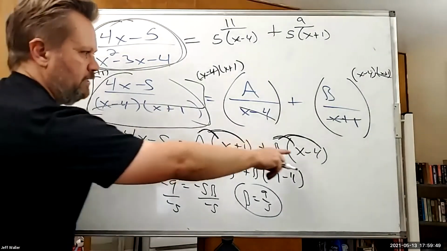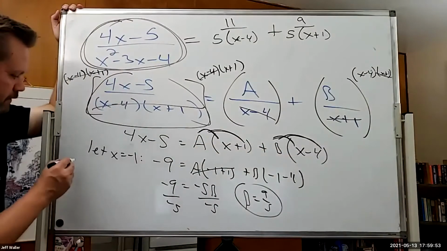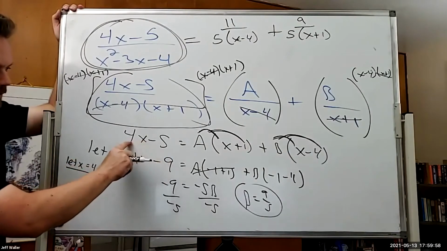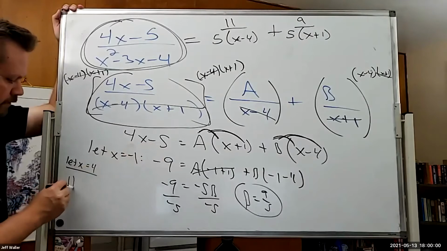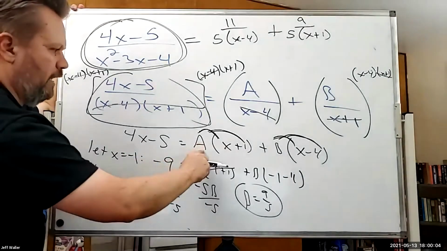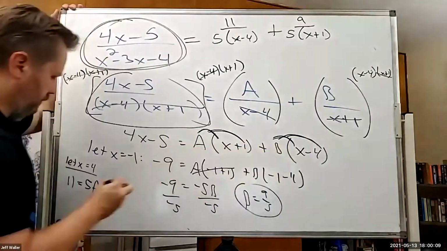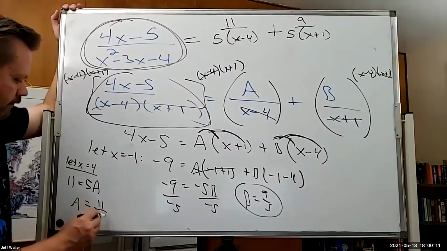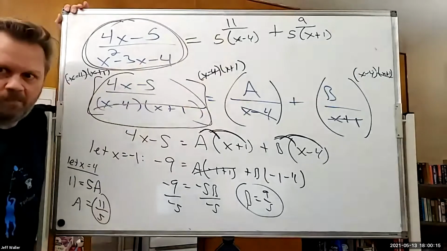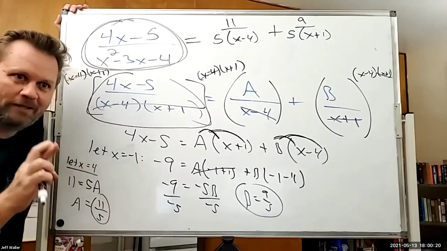So what other value would I want to let x be? I would want to let x be 4, wouldn't I? Right? If I let x equal 4, I'm going to get 16 minus 5 is 11. Oh, interesting. Equals A times 4 plus 1 equals 5A, and of course plus 0. So A is 11/5. Isn't that what we got? Wasn't that a little quicker? Ooh, that's nice.